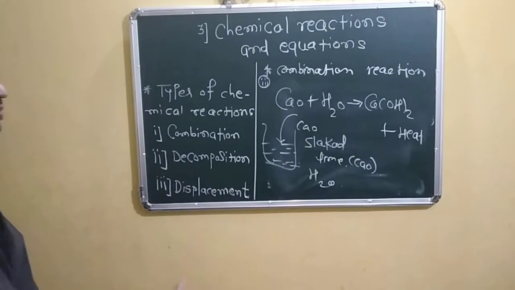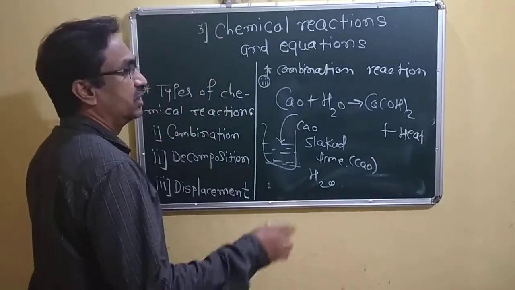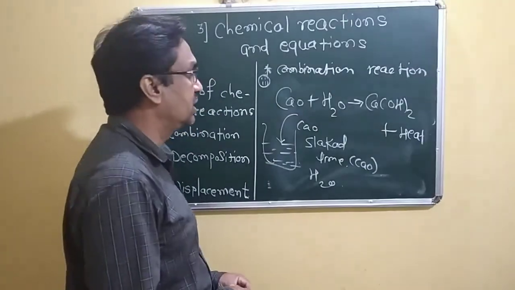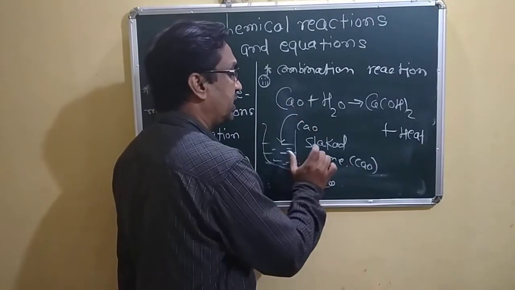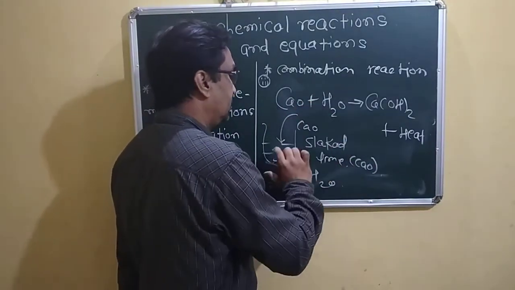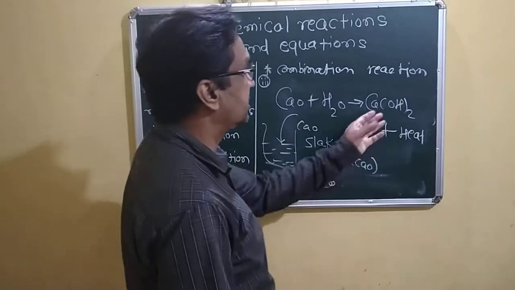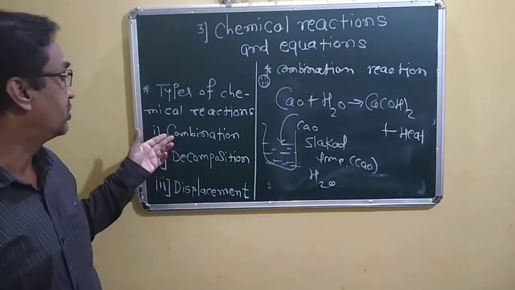So there is another type of reaction too, the exothermic reaction. We will see later how endothermic and exothermic reactions take place. But here it is a combination reaction. Calcium oxide reacts with water to form calcium hydroxide. This is the third example of a combination reaction.